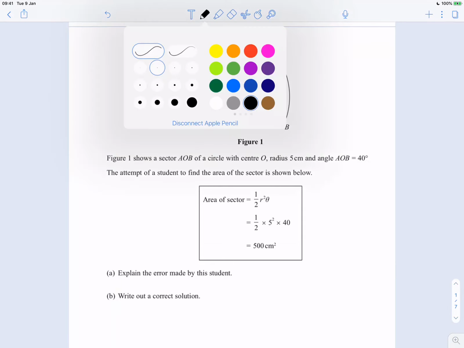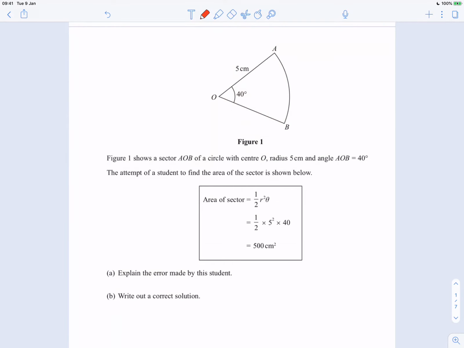Okay, change to red pen. Figure 1 shows a sector AOB of a circle with centre O, radius 5 and angle AOB 40 degrees. The attempt of a student to find the area of the sector is shown below. So the area of the sector is half r squared theta. So they're saying it's a half of 5 squared times 40, so it's 500. Explain the error made by the student. Right, this formula only works for radians, not degrees. So you can't just do that. Write out a correct solution.